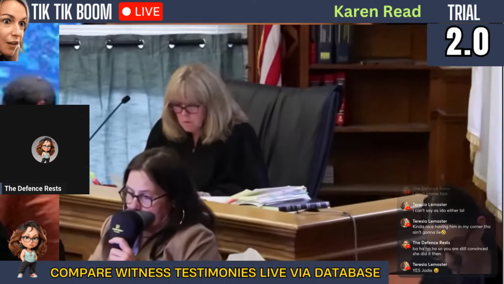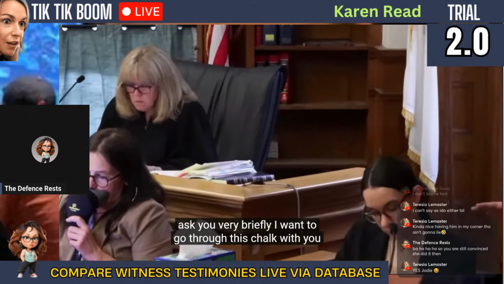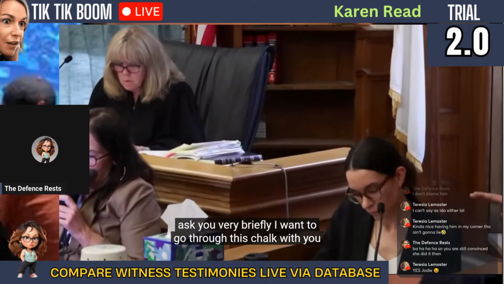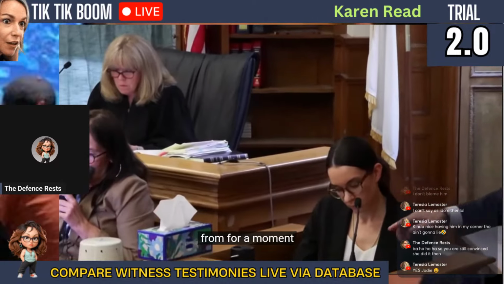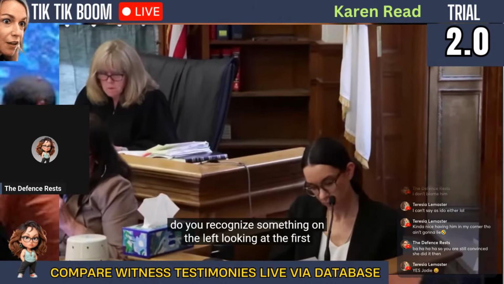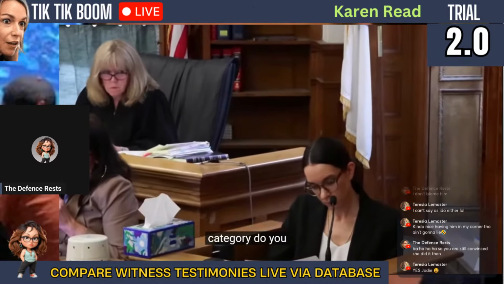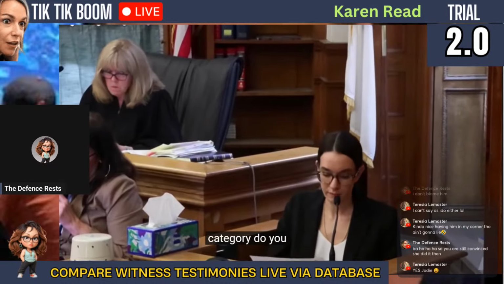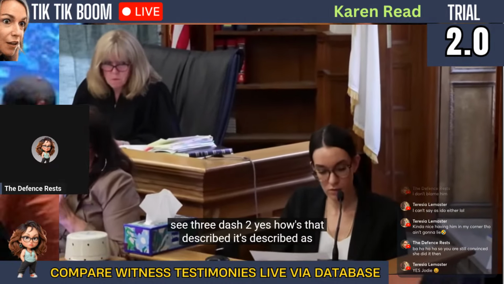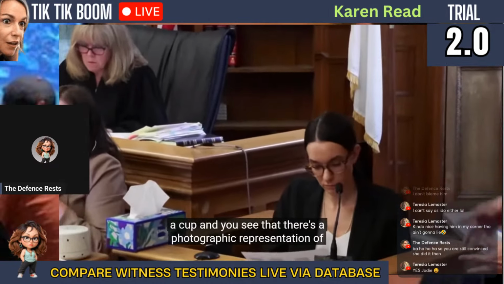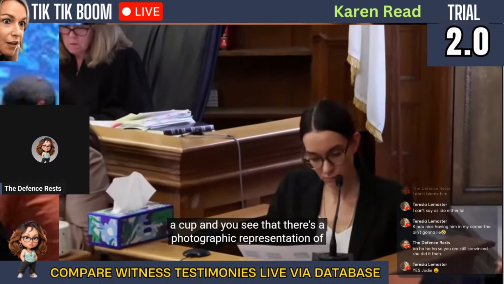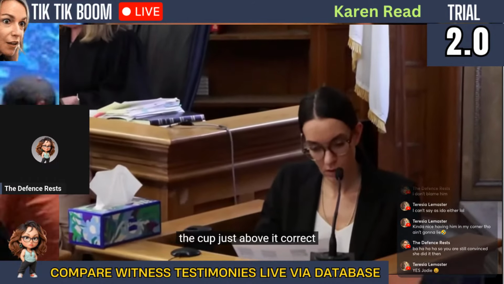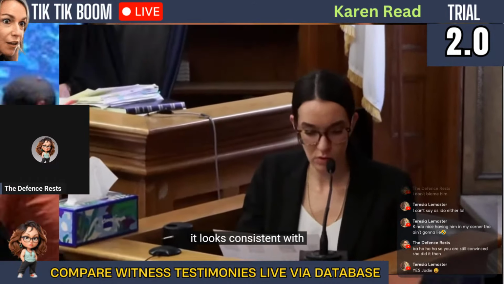Ms. Hanley, if I could ask you very briefly, I want to go through this chart with you for a moment. Do you recognize something on the left, looking at the first category? Do you see 3-2? Yes. How is that described? It's described as a cup. Okay, and you see that there's a photographic representation of the cup just above it, correct? It looks consistent with, okay.